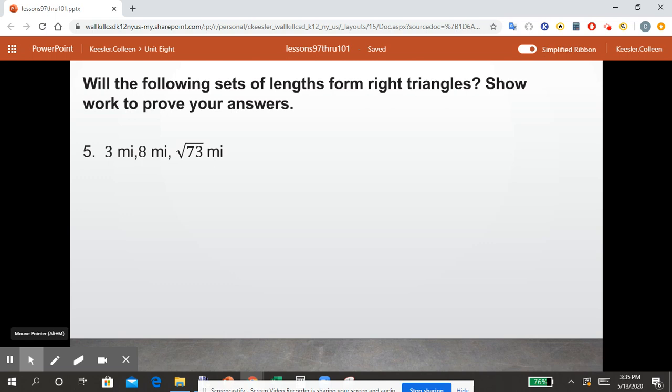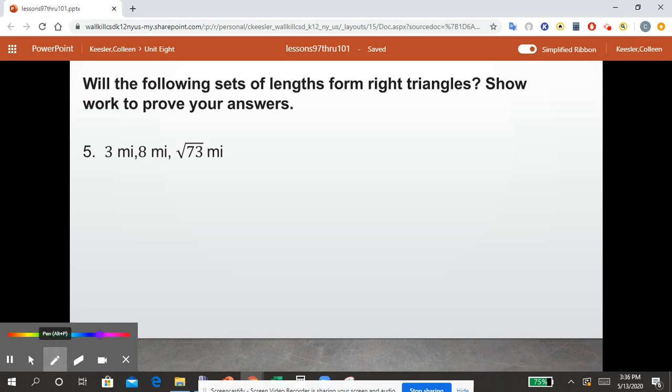All right, so now we're going to make it a little bit more challenging. Again, we want to figure out if the following sets of lengths will form right triangles, and we're going to show work to prove our answers. So now we've got some irrational numbers as our side lengths, for example, the square root of 73 there. So I'll walk you through how you would do a problem in this case.